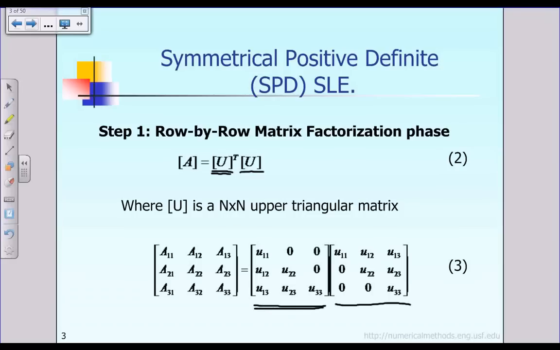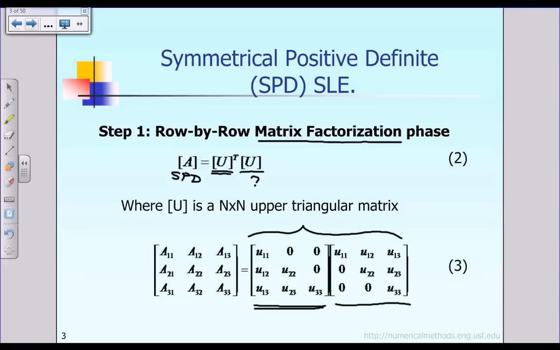So if we assume the matrix A is symmetric positive definite, and it is known and given, the question becomes: how do we figure out the matrix U, the upper triangular matrix, which we call the factorized matrix U? Well, the answer is very simple, because if you look at equation 3, all we have to do is multiply both of the matrices on the right-hand side.